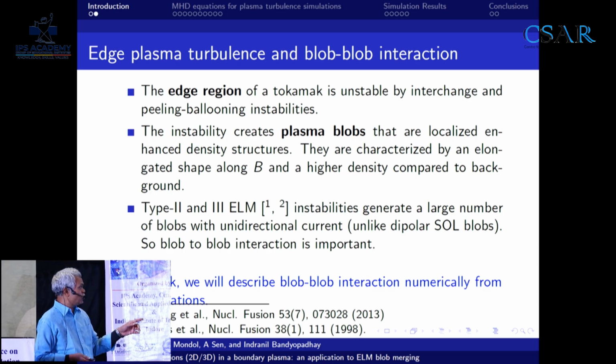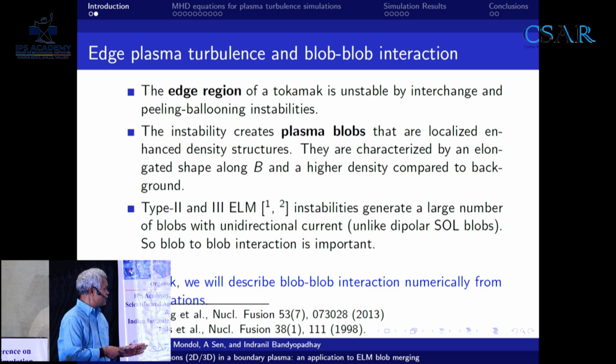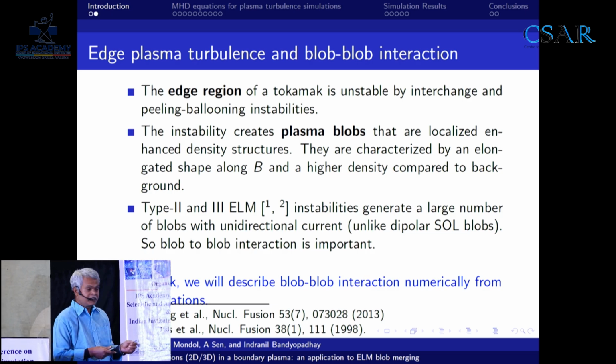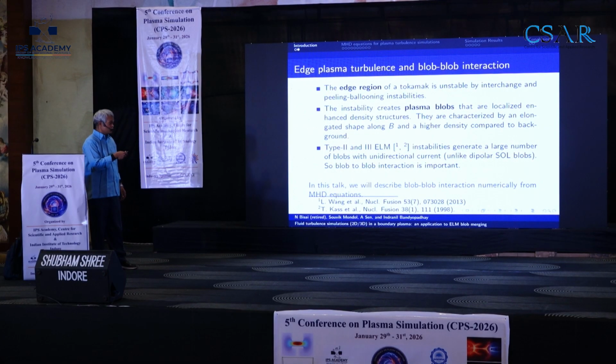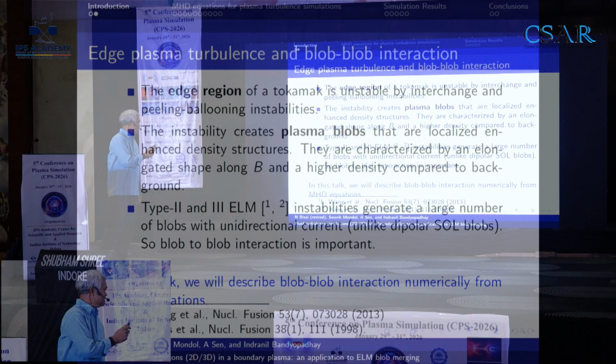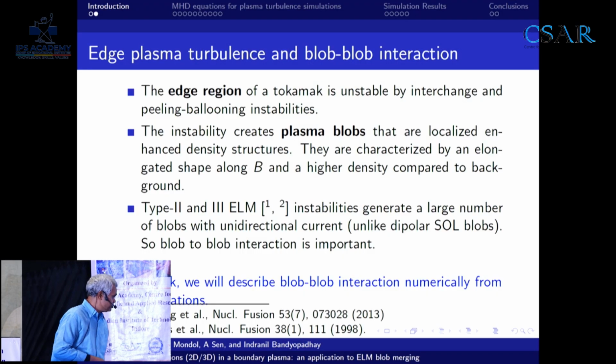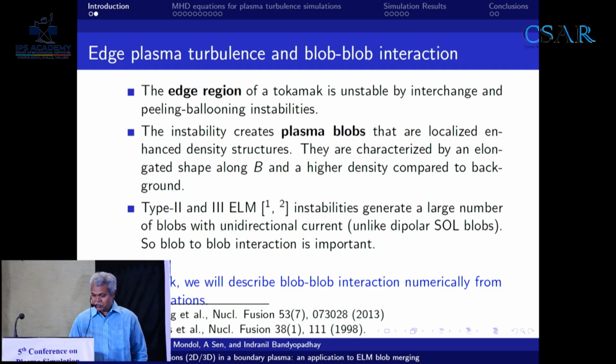A large number is important for this presentation, because when there is a large number, they will come close to each other, and then there will be interaction with each other. Whereas in type 1, this will not be there. That is why type 1 is excluded from this, and type 2 and type 3 are included in this presentation.